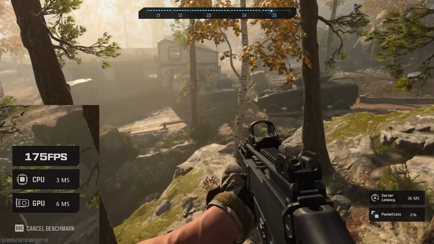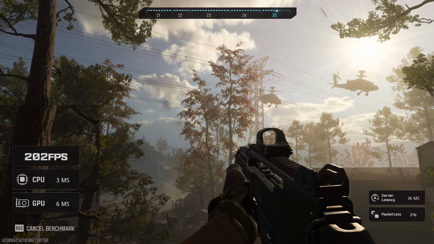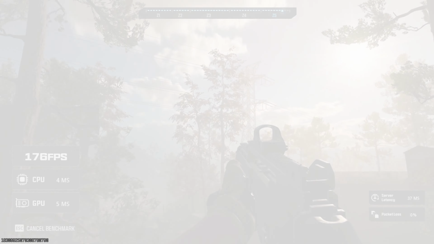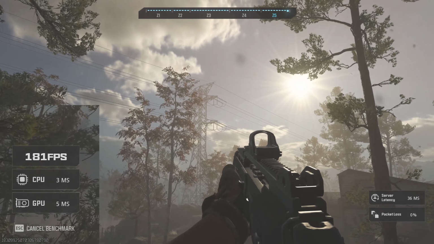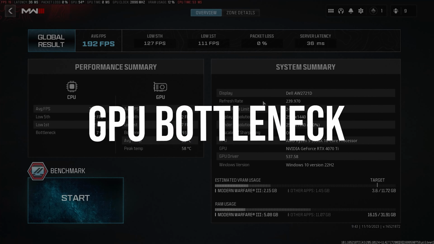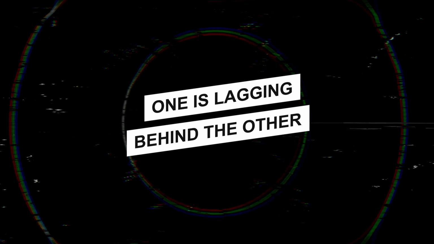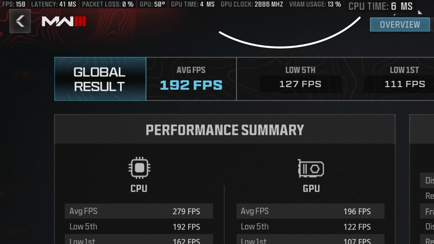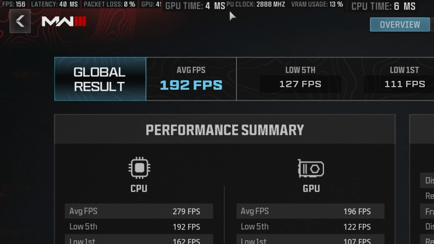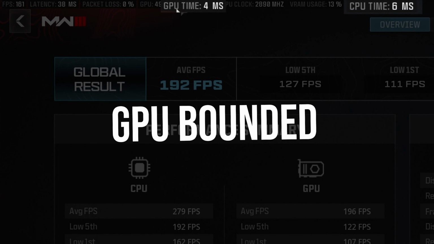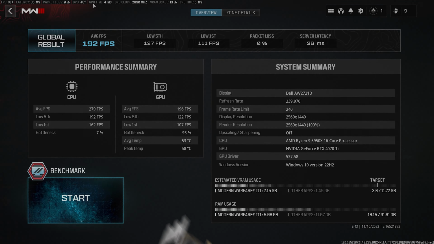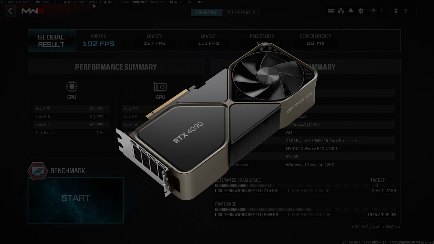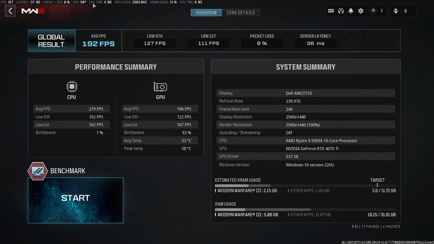If you look here, you see how the GPU is always lagging a little bit behind the CPU. So basically, if I were to guess, this would be a GPU bottleneck. And what does that mean? What does it mean when one is lagging behind the other? Basically, if your CPU is getting better millisecond times than your GPU, that means that you are GPU bound. So that means that the next upgrade that you want to do is a GPU, because that's what's holding your performance back here.